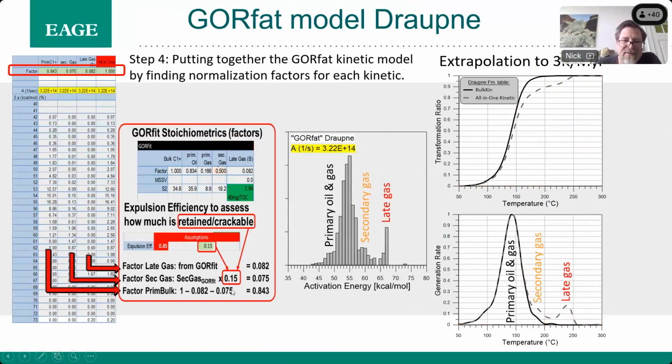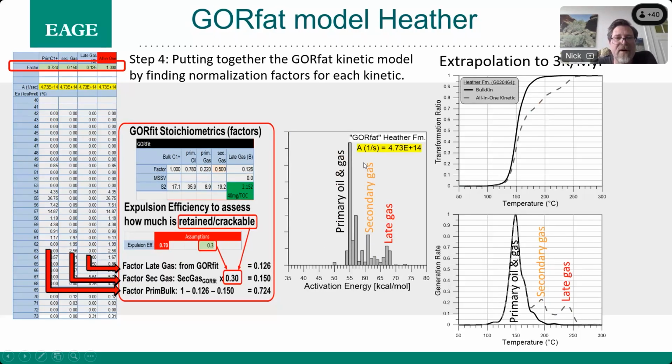Only for secondary gas, we have to determine the expulsion efficiency to assess how much is retained in the source rock and available for secondary cracking. For the Draupner formation as a good expeller, expulsion efficiency can be assumed to be around 85%. So only 15% is retained in the source and can be cracked at later stages. Therefore, the activation energy potentials for the secondary gas stage are rather low in this example, having the effect on the generation and transformation rate curves that the stabilization of the GORFET bulk kinetics occurs very late and is mainly related to the late gas charge for the sample.